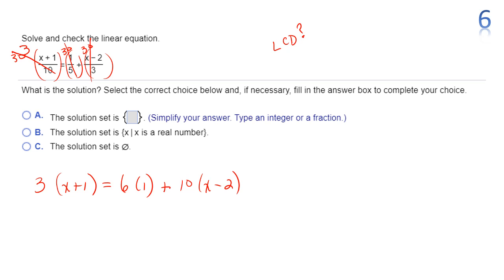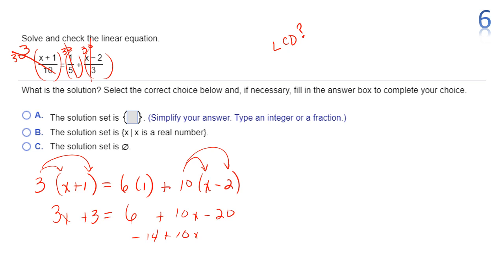Now we will do like the last problem and distribute. 3 times x, 3 times 1 is 3x plus 3. 6 times 1 is just 6. 10 times x, 10 times negative 2 is positive 10x minus 20. Now notice 6 minus 20 would be negative 14. So I could combine the like terms.